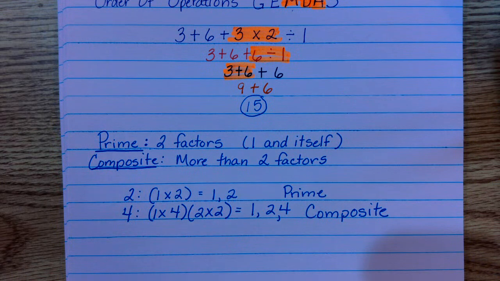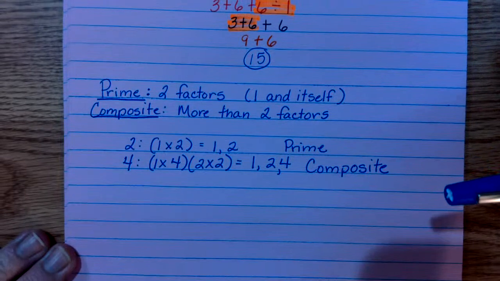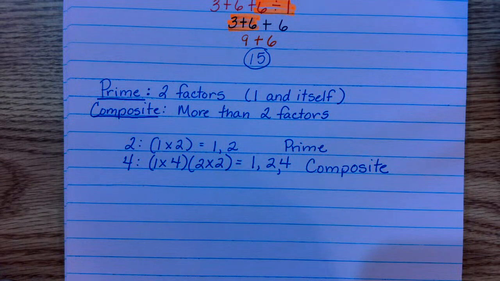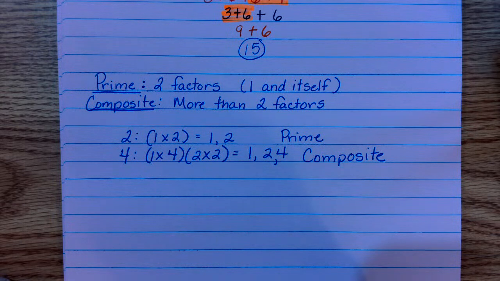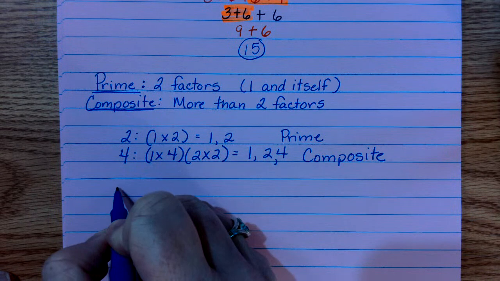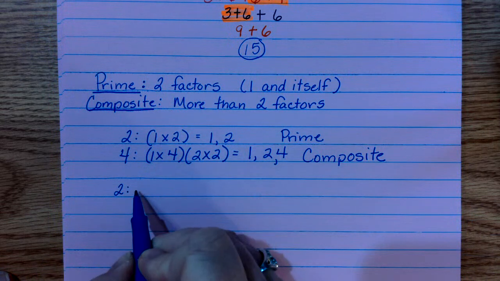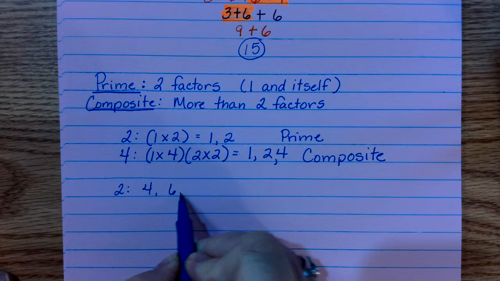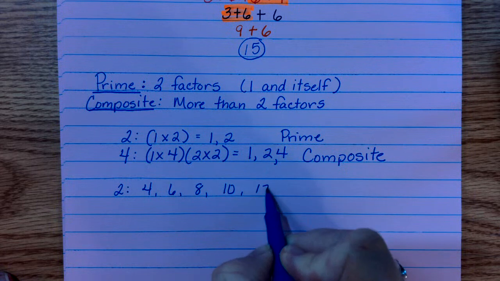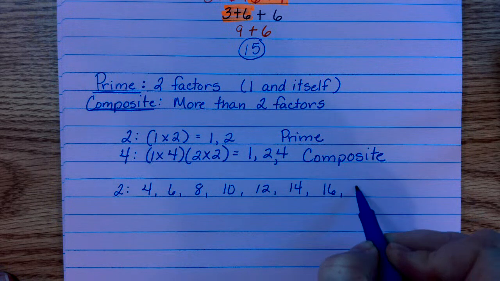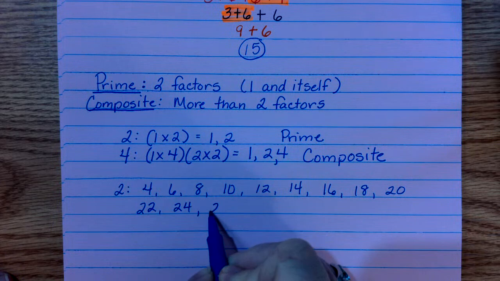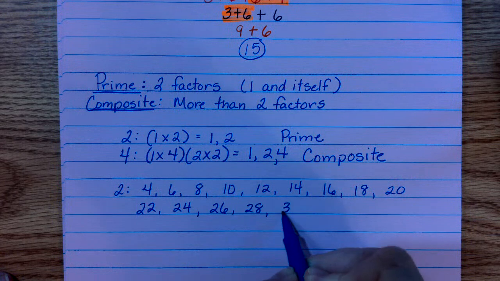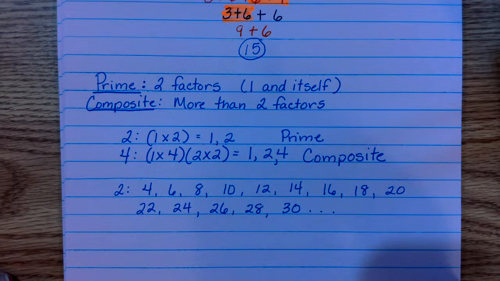So we can test to see if a number is prime or composite by looking at the number of factors that they have, and you should have kind of filled that out on a hundreds chart or watched it being filled out on a hundreds chart. So anything that is divisible by 2 is going to be composite. So that's going to be 4, 6, 8, 10, 12, 14, 16, 18, 20, 22, 24, 26, 28, 30, and that goes on and on all the way through 100.